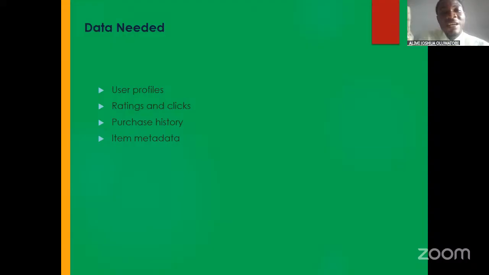So number one, the system needs the user profile, such as age, favorite hobbies, interests, preferences, and likes. Also, the ratings, clicks, likes, and watches. These are what the system works on. These are the signals that show what you enjoy.